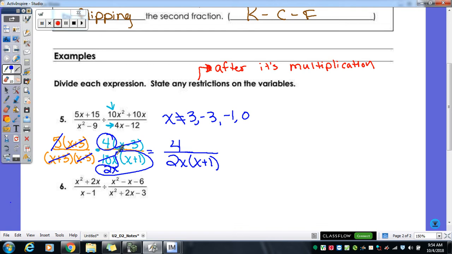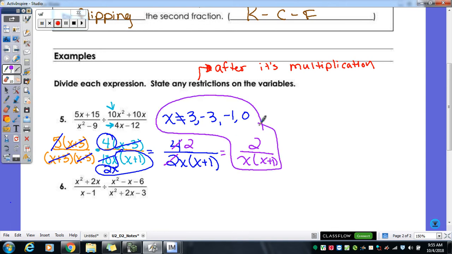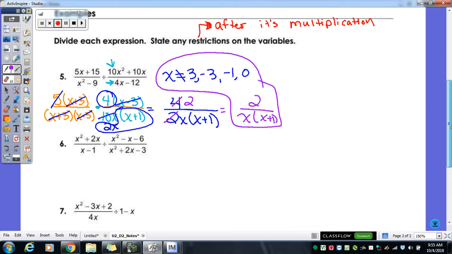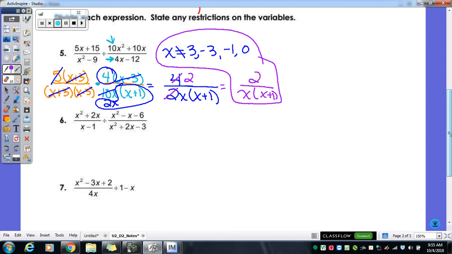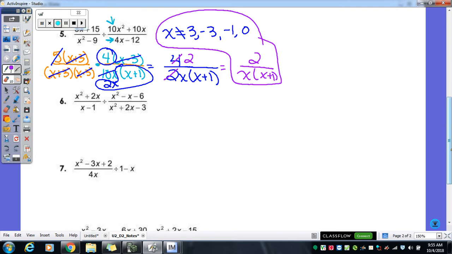But looking at that, can I reduce that 2 and the 4? Yeah, so this is when you have to sometimes maybe reduce it again. 2 goes into 4 twice. The 2 from the denominator is now gone. So 2 over x times x plus 1. Along with our 4 restrictions makes up our final answer there. So again, really same thing as what we were doing on the front. You just got that one extra step of keep, change, flip.